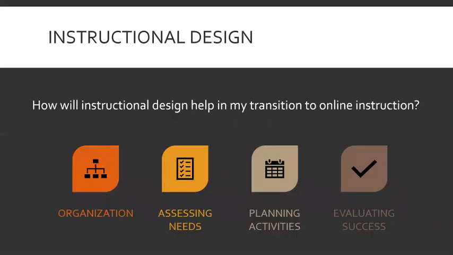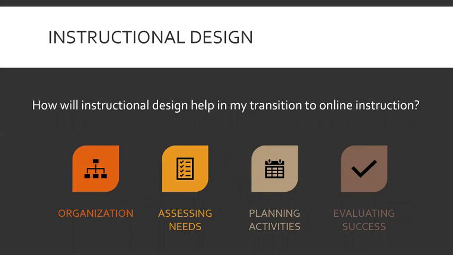The instructional design process can serve as a toolkit to aid in your transition to online learning. The first benefit of using instructional design techniques is improved organization. Many instructional design models, including Assure, which is our focus for this presentation, promote planning via a series of logical steps. These steps are easy to follow and can be used in a virtual environment.